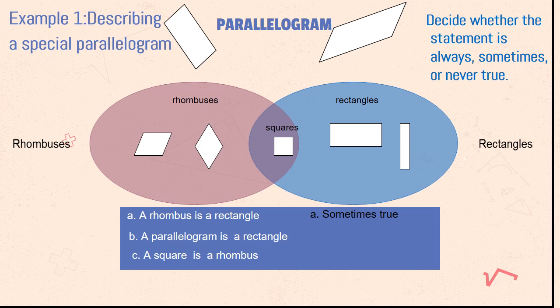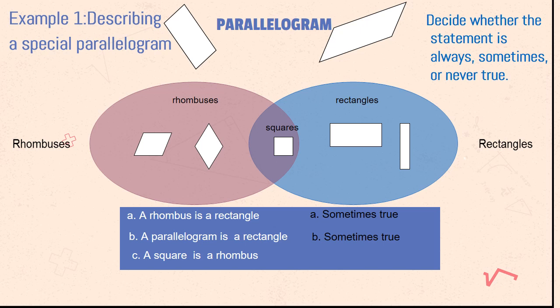B. A parallelogram is a rectangle. You can see that at the top of this Venn diagram we have the classification of parallelograms. It says parallelogram, and the parallelograms are divided into rhombuses, rectangles, and squares as well. So is a parallelogram a rectangle? Not always. So like the previous one, it is sometimes true. When is a parallelogram a rectangle? When the parallelogram has all the angles congruent, and each angle measures 90 degrees.